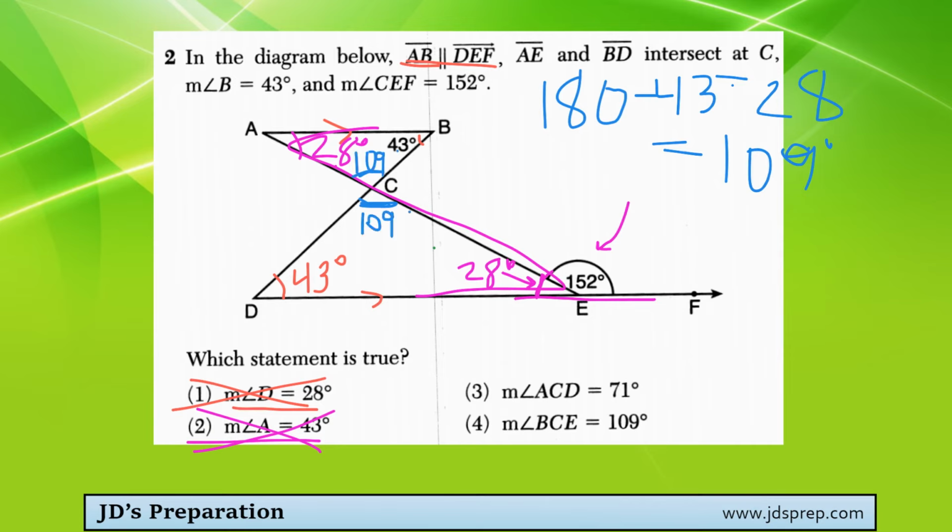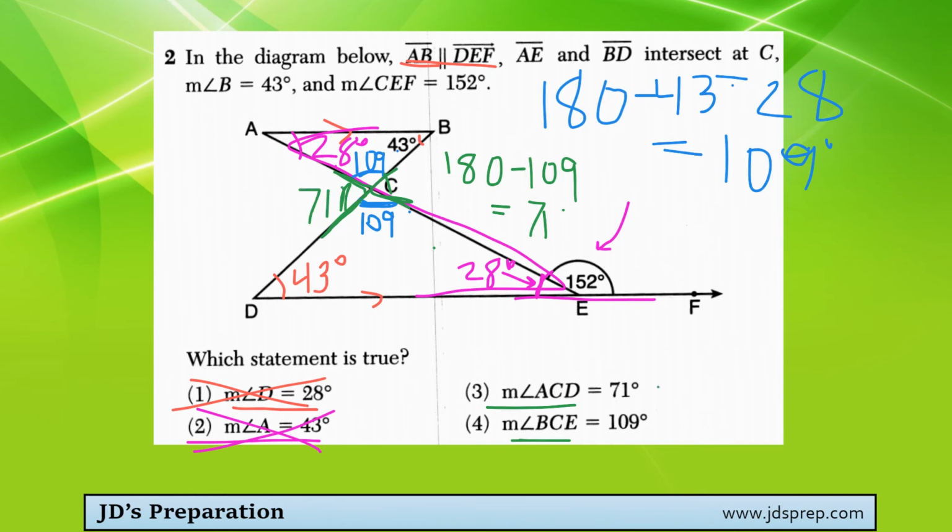Now the last angle in the diagram we haven't figured out yet is angle ACD, which is the third option, and the one opposite of it, angle BCE, which happens to also be option number 4. Now to figure out that angle, and again they will be the same because they're opposite, we would simply take 180 degrees and subtract 109. And that's because we're dealing with two supplementary angles here. And that would get us 71 degrees.